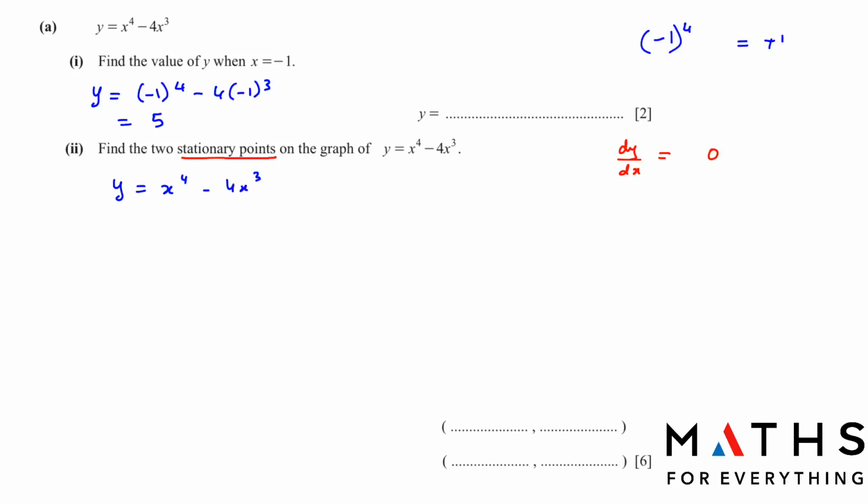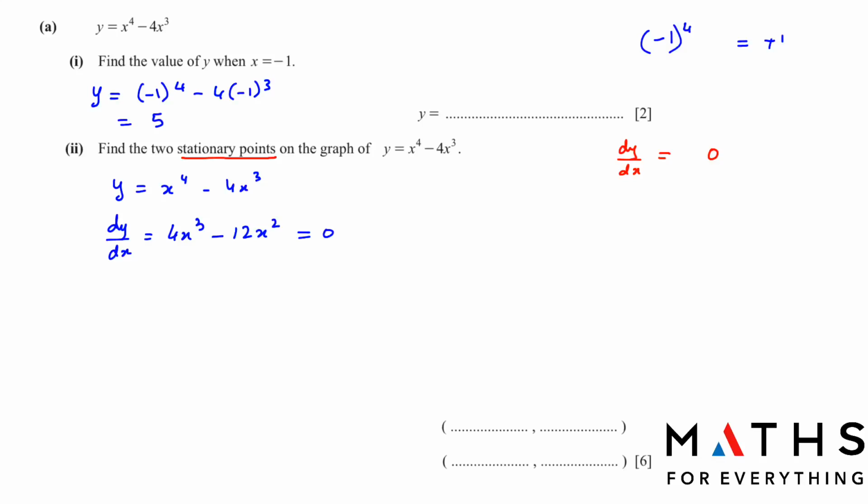Have a look at the video which I have put for introduction of differentiation, and also how to find the equation of tangent and normal. When we differentiate, we multiply the power with the number in the front. 1 multiplied by 4 is 4, and 4 minus 1, 3. Negative 4 multiplied by 3 is negative 12, and 3 minus 1, 2. Make this equal to 0.